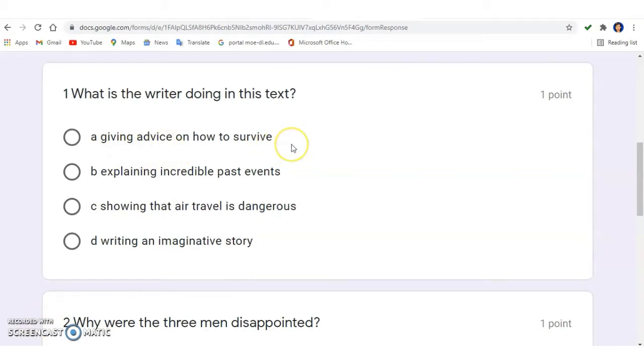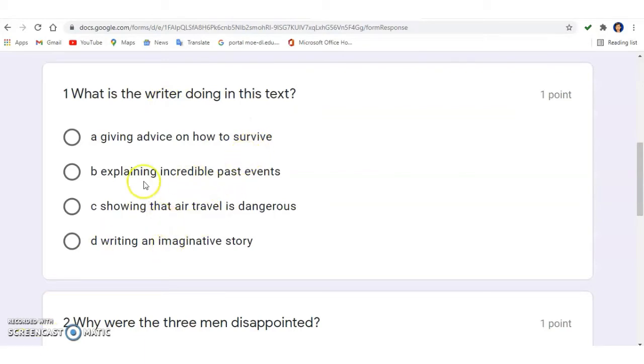It does mention how the passengers in the flight survive in the end, but did it actually give advice to readers on how to survive? Alright. B, explaining incredible past events. C, showing that air travel is dangerous. D, writing an imaginative story. So out of A, B, C, and D, which option is actually what the writer is doing in this text? Basically, what is the purpose of this text?